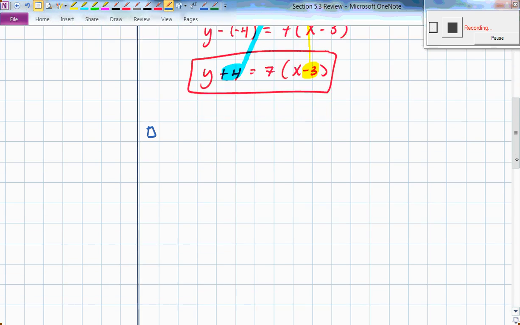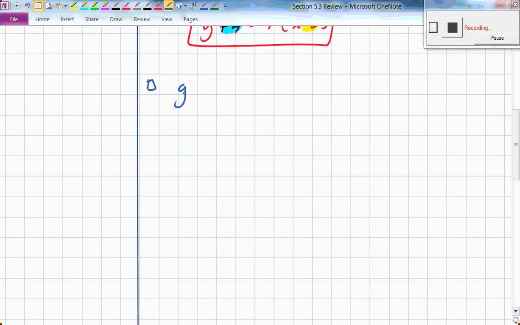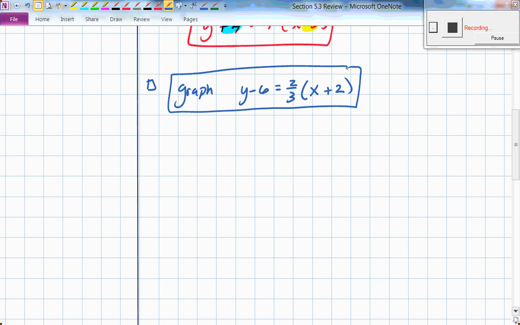Okay, here we go. For this next one, we're going to graph this equation together. We're going to graph y minus 6 is equal to 2/3 times x plus 2. So we've been given this information, and it is in point slope form, because they give us a slope and a point. The first thing we need to do is identify the point. So, what is the point that's hidden inside this equation?